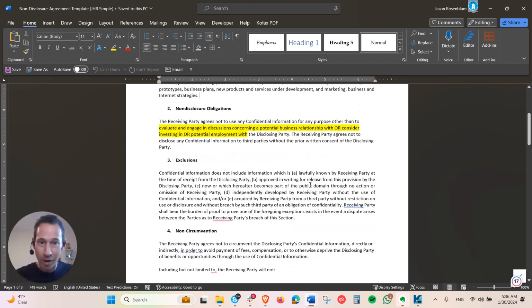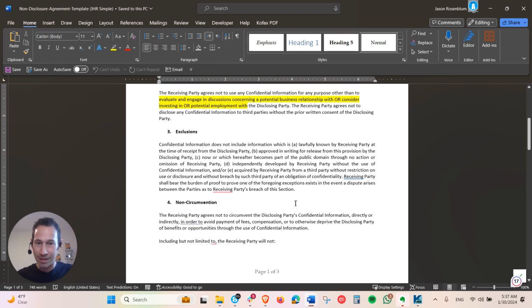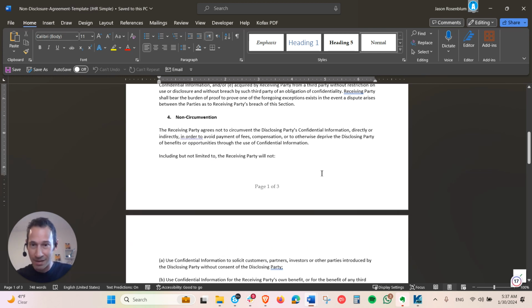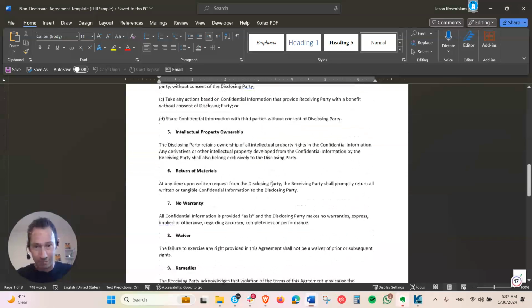Like I said before, exclusions are anything that was already known before this was signed, anything that's publicly known, things like that. We also have in ours just that they're not going to try and reverse engineer or somehow circumvent disclosing party's rights there. Any intellectual property gained from it is maintained by the ownership of the disclosing party, and the receiving party will return all materials.